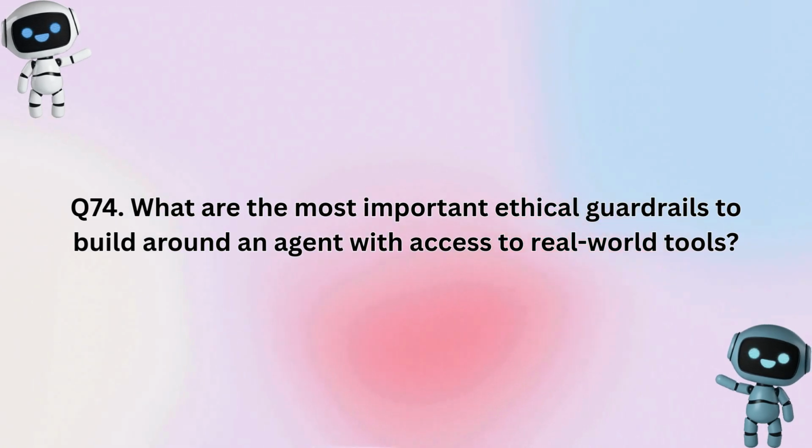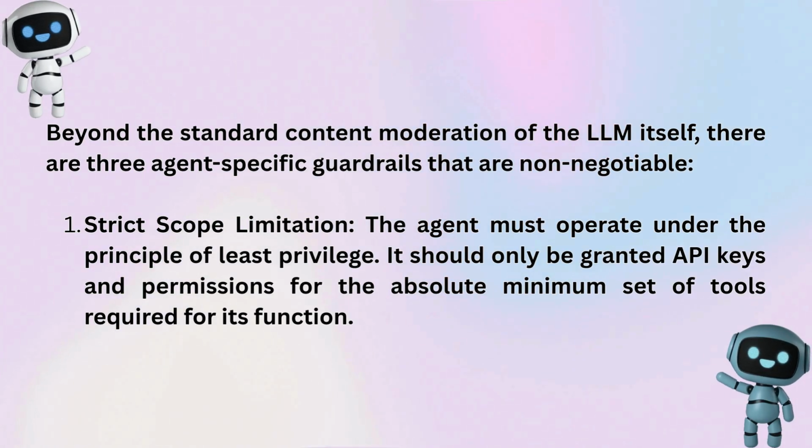What are the most important ethical guardrails to build around an agent with access to real-world tools? Beyond the standard content moderation of the LLM itself, there are 3 agent-specific guardrails that are non-negotiable. 1. Strict scope limitation. The agent must operate under the principle of least privilege. It should only be granted API keys and permissions for the absolute minimum set of tools required for its function.